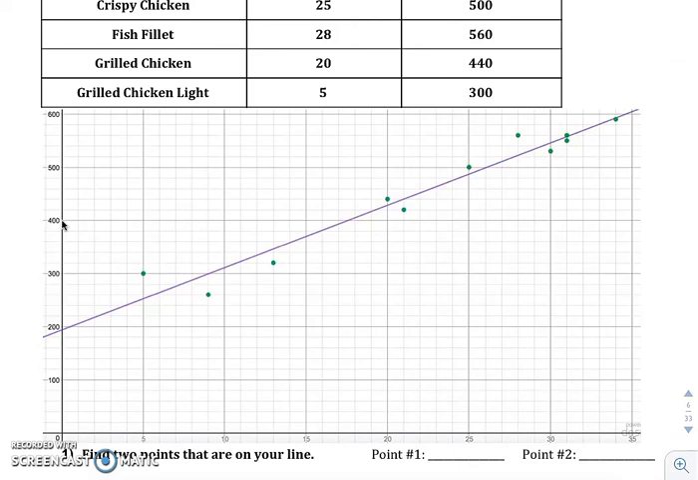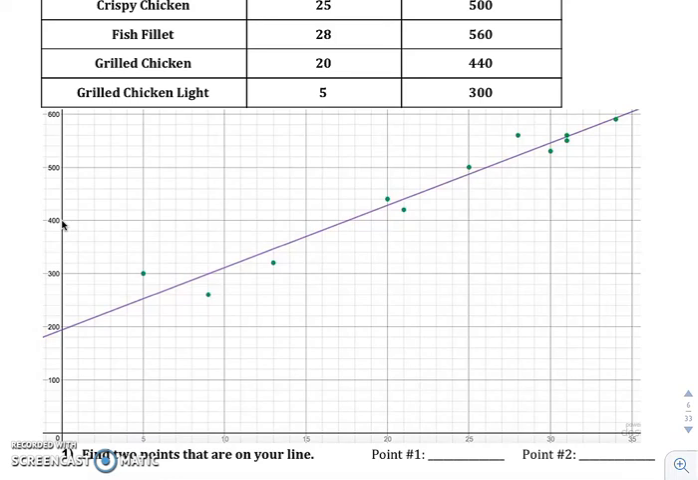When you draw in a line of best fit, you don't draw a zigzag line and connect the dots. You just try your best to draw a linear, straight line through the middle or the most points that you possibly can. So this is a nice example because it's already drawn for you and you don't have to figure out how to draw it in there.